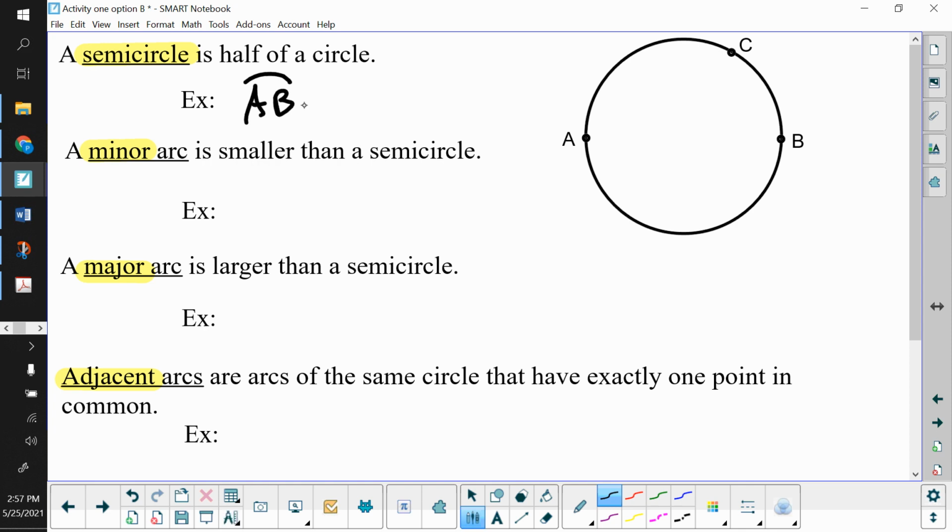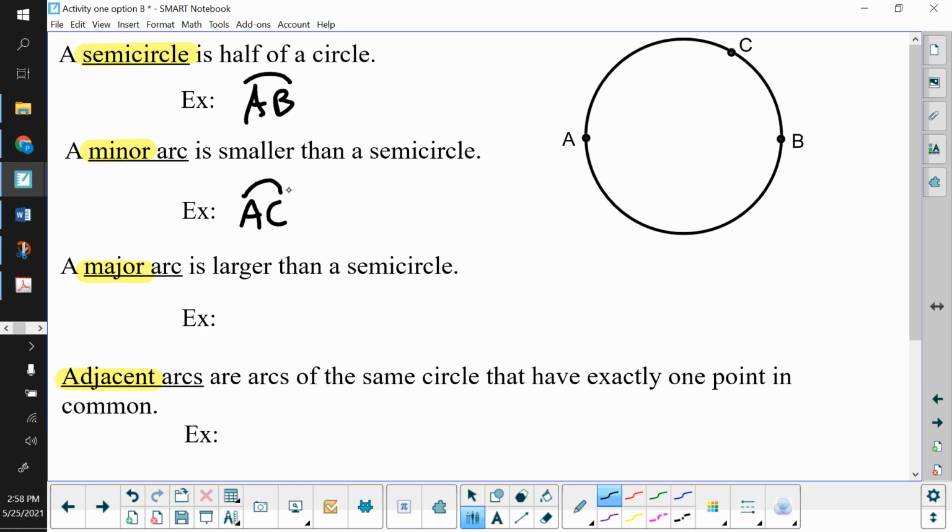A minor arc is any arc that's less than a semicircle. So one example of those would be arc AC in our diagram. CB would be another example. Kind of like line segments, how you can put the letters in either order, same thing with arc. So I could have called that arc CA.